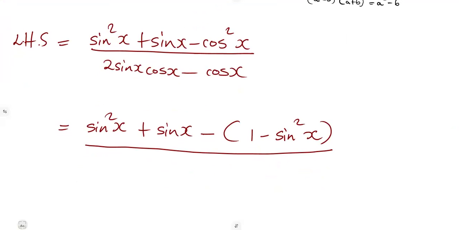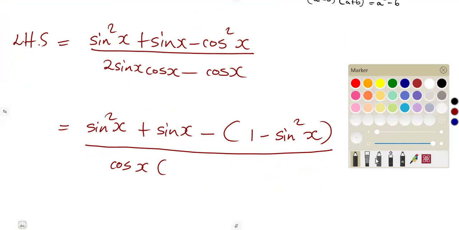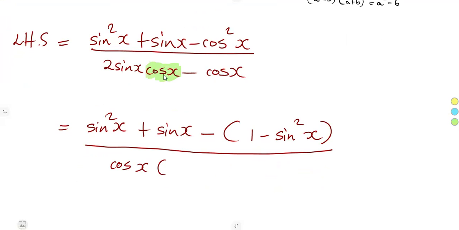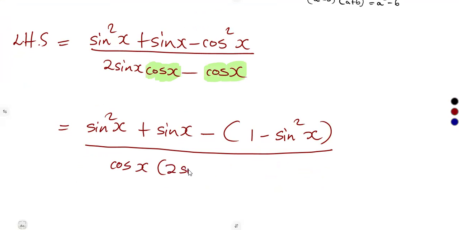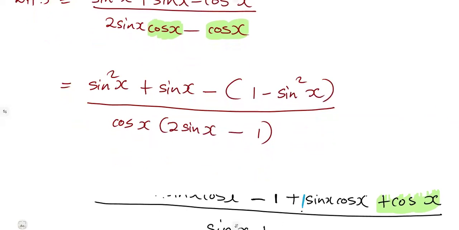Just like the previous case, we can see that the cos of x and cos of x is common. So let's factor it out. What are we going to have? If we factor out the cos of x, removing this cos of x, we are going to remain with what? 2 sine x minus cos of x divided by cos of x, that's a -1. So this is what you're going to have.